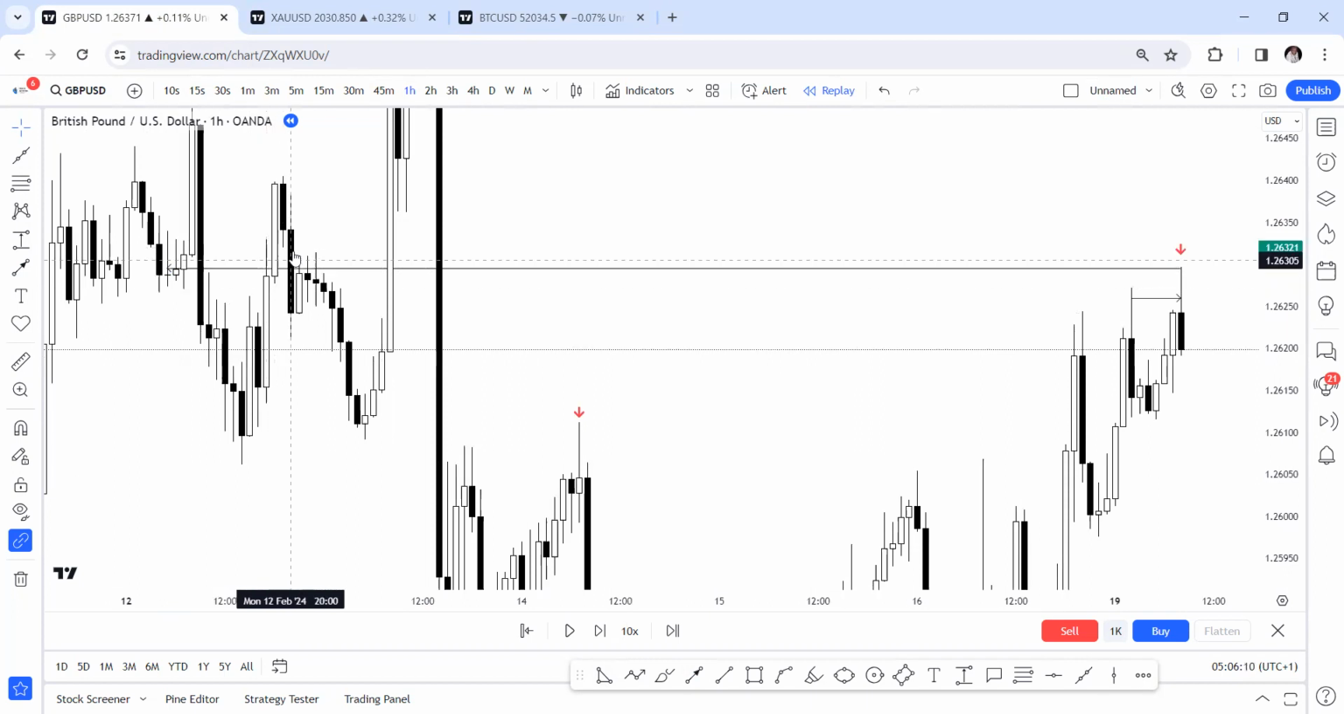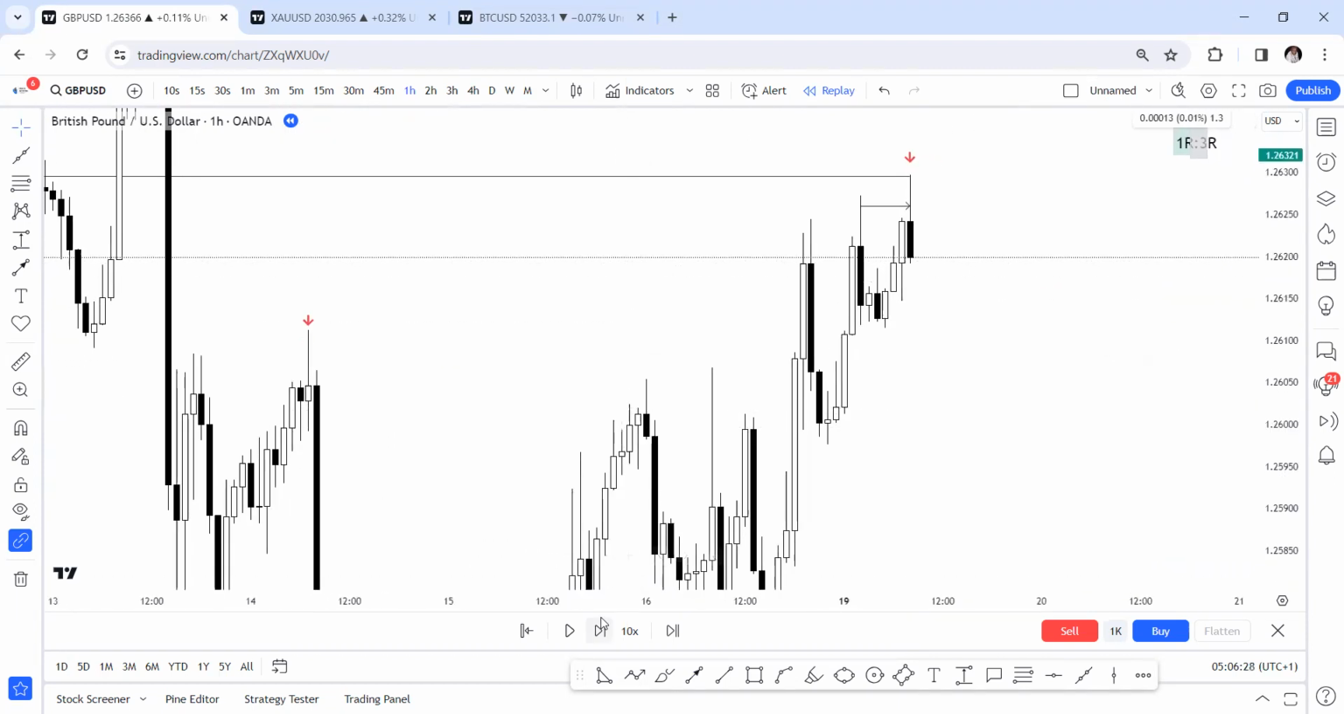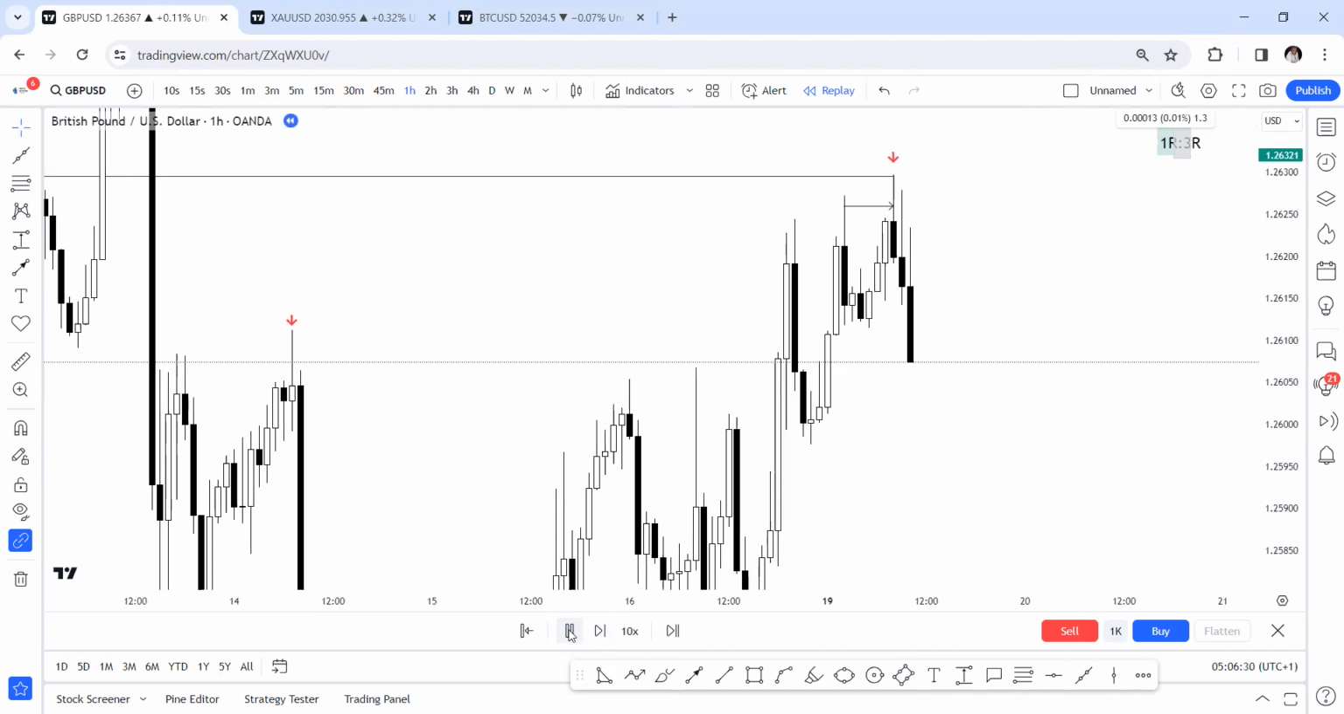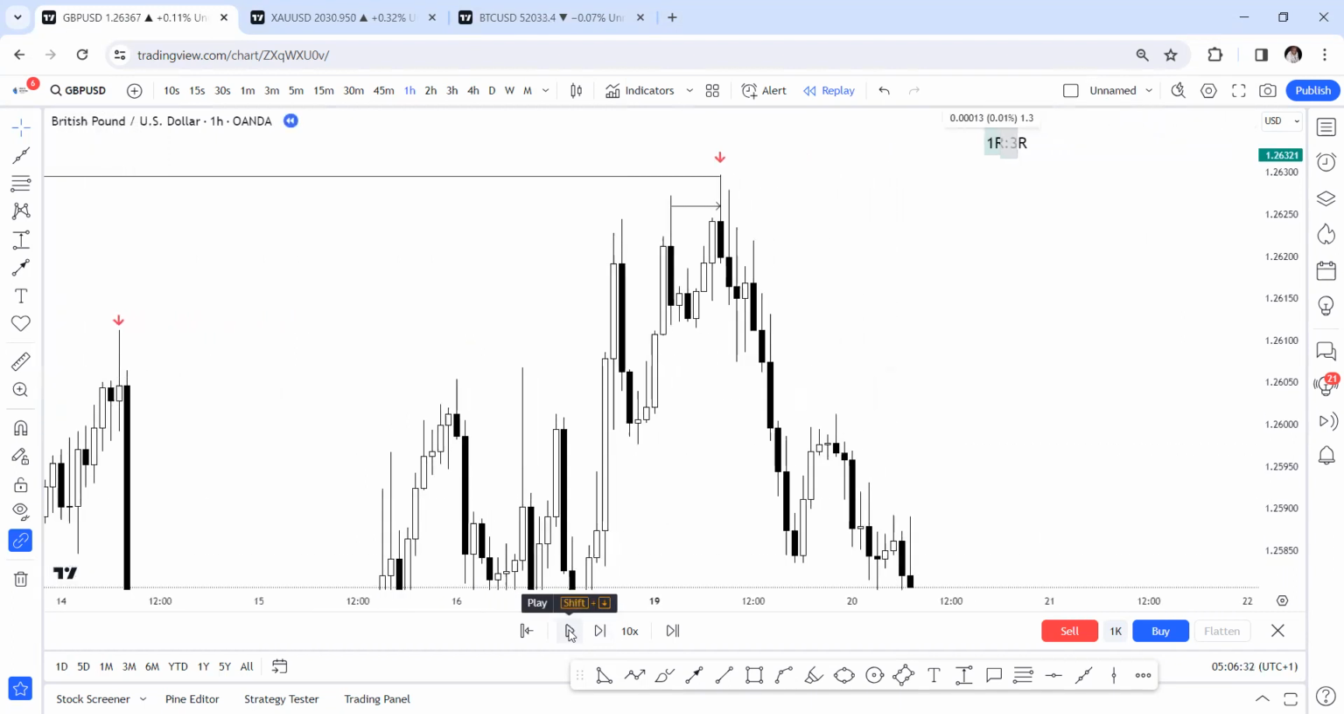So it got broken, then a retest, rejected here, broken above became a fresh support, broken below became a fresh resistance. Then price retested it here, got rejected, and you can imagine what happens after that.